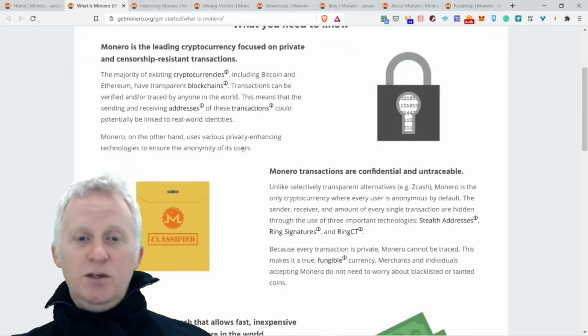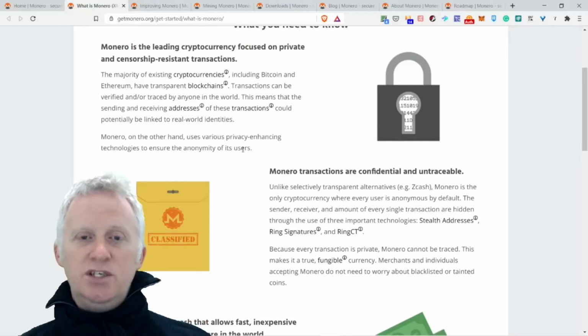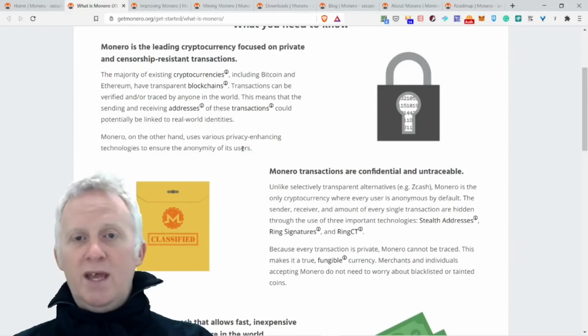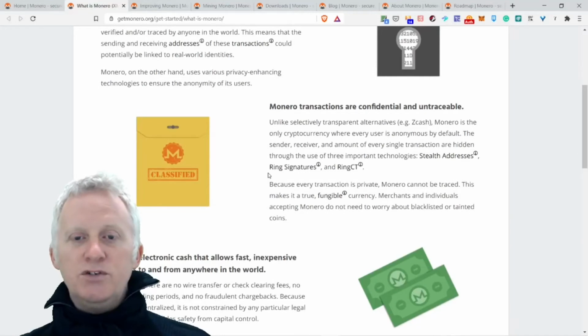The majority of existing cryptocurrencies, including Bitcoin and Ethereum, have transparent blockchains. Transactions can be verified and trusted by anyone in the world. This means that the sending and receiving addresses of these transactions could potentially be linked to real-world identities. Monero, on the other hand, uses various privacy-enhancing technologies to ensure the anonymity of its users. Monero transactions are confidential and untraceable. Unlike selectively transparent alternatives like Zcash, Monero is the only cryptocurrency where users are anonymous by default.